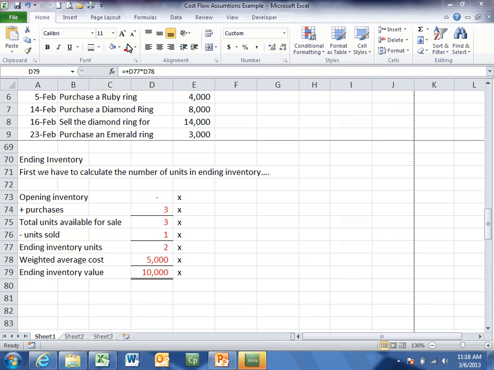That's all there is to the weighted average method. It's used in a periodic inventory system. We calculate the weighted average cost once for the entire period, and then we use that weighted average cost to answer any questions that you might be given: the ending inventory, the cost of goods sold. So if I ask you for cost of goods sold, you're going to take the number of units you sold and multiply it by that weighted average cost. You're going to take that same weighted average cost and multiply it by the number of units in ending inventory to get your ending inventory value. It's that simple.